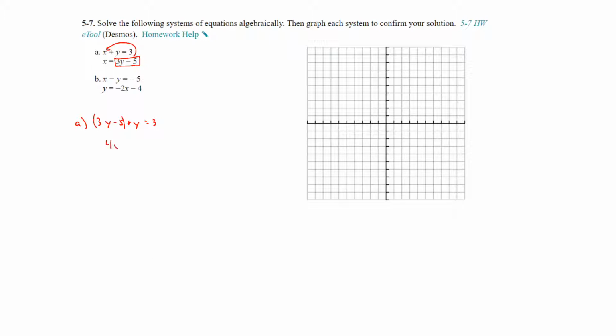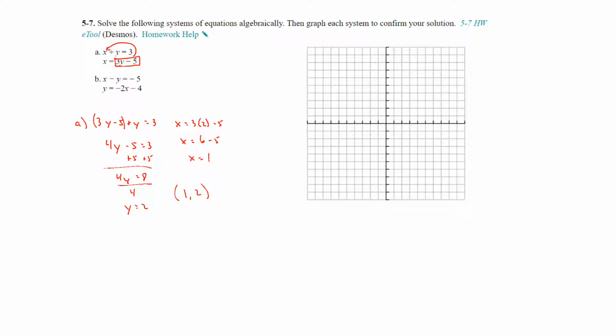We can combine our like terms. That's 4y minus 5 equals 3. Add 5 to the other side. 4y equals 8. Divide by 4. And y is equal to 2. And then we can plug that back in. So x is equal to 3 times 2 minus 5. 6 minus 5 is 1. So our solution is 1, 2. And then it says, then graph each system to confirm our solution.